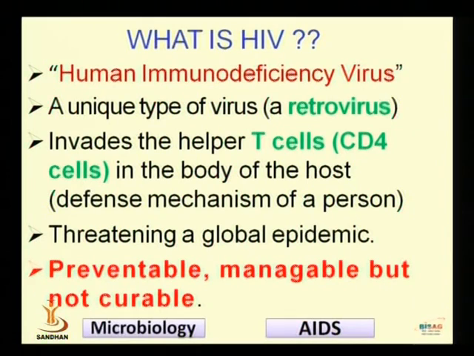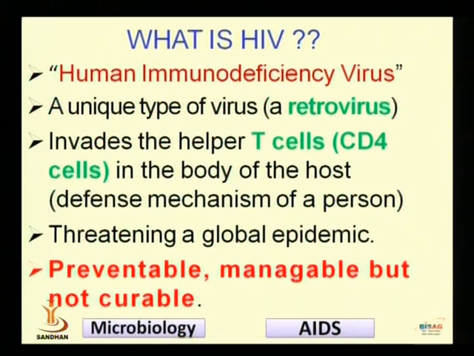Now, we have already discussed the difference between HIV and AIDS. AIDS is a status of an individual. It is an immunodeficiency status, and HIV is a virus. The full name is human immunodeficiency virus. This virus is a retrovirus and it attacks the WBCs, specifically helper T cells, that is CD4 cells, in the host. These CD4 cells play a very important role in the defense mechanism of an individual.